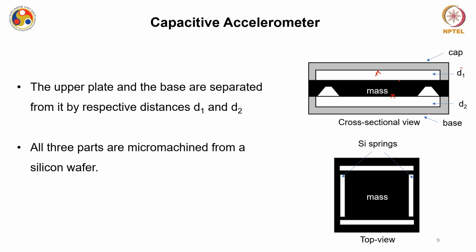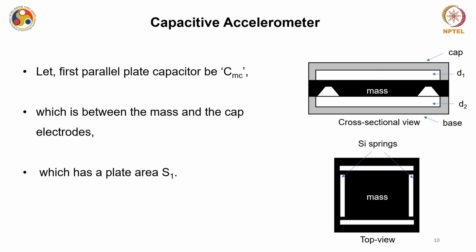Okay, so if you see, there are 3 different parts: the upper cap, the base, and the proof mass. All 3 parts can be micro machined from a silicon wafer. That's why I'm telling you that this kind of device is CMOS compatible, or MEMS compatible.